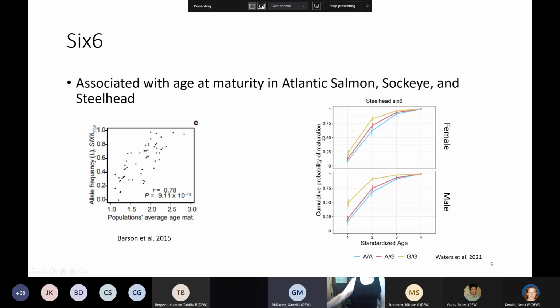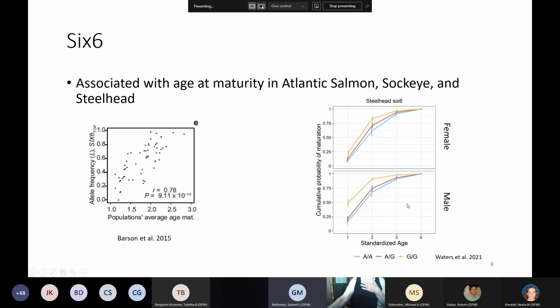For six6, this gene is on a different chromosome in Atlantic salmon from VGLL3, but it has a similar effect. This is the same sort of plot as on the previous page, but with six6 instead. And the same pattern of increasing late allele frequency having increasing age at maturity.